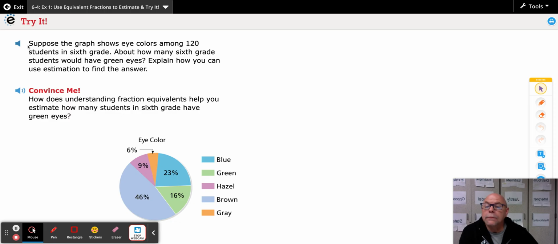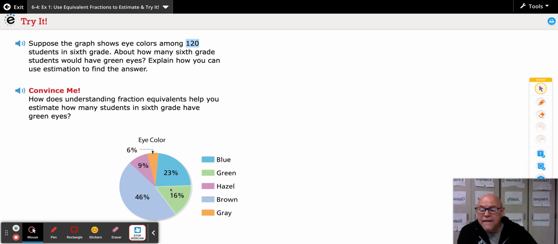Suppose the graph shows eye colors among 120 students in 6th grade. About how many 6th grade students would have green eyes? Explain how you can use estimation to find the answer. Right, so we first have to use the chart to find green. So 16% of the 120 6th graders have green eyes.